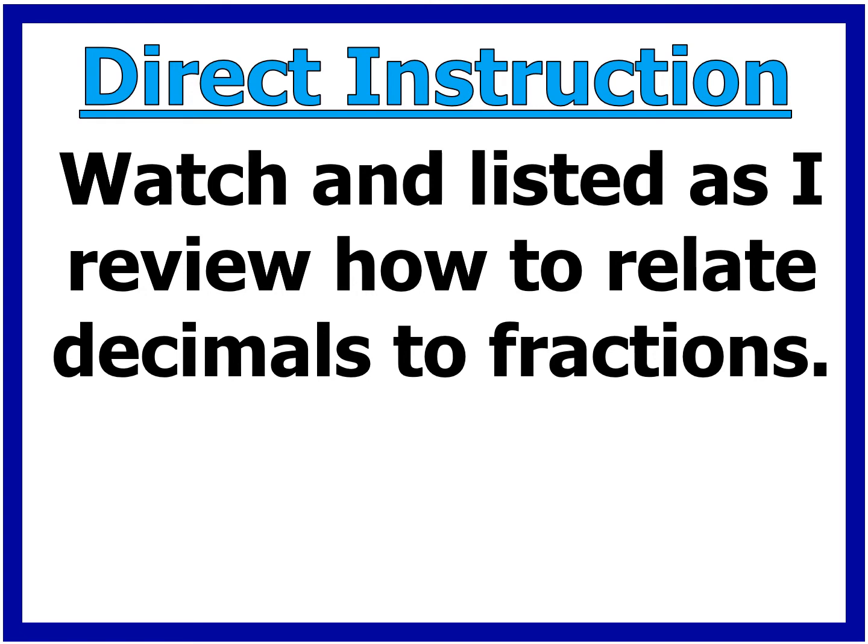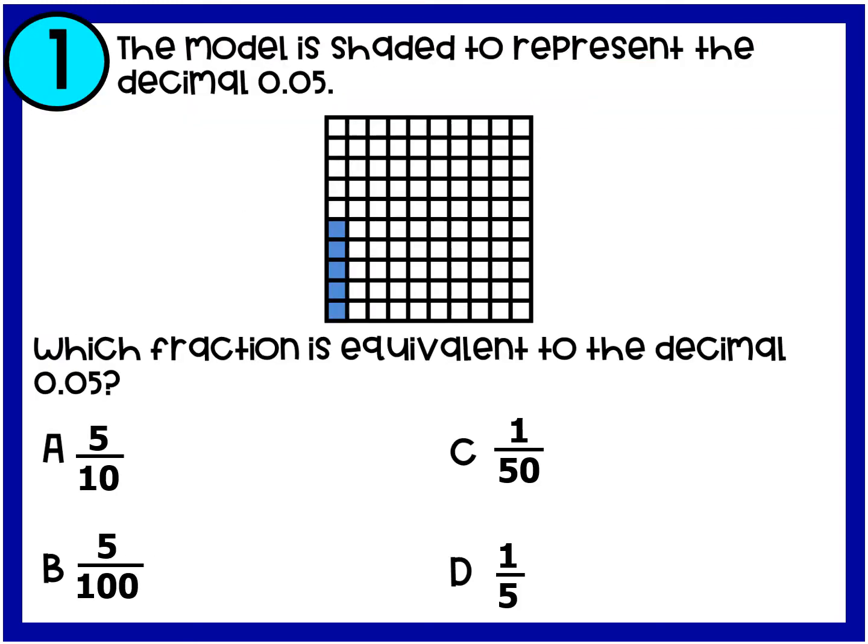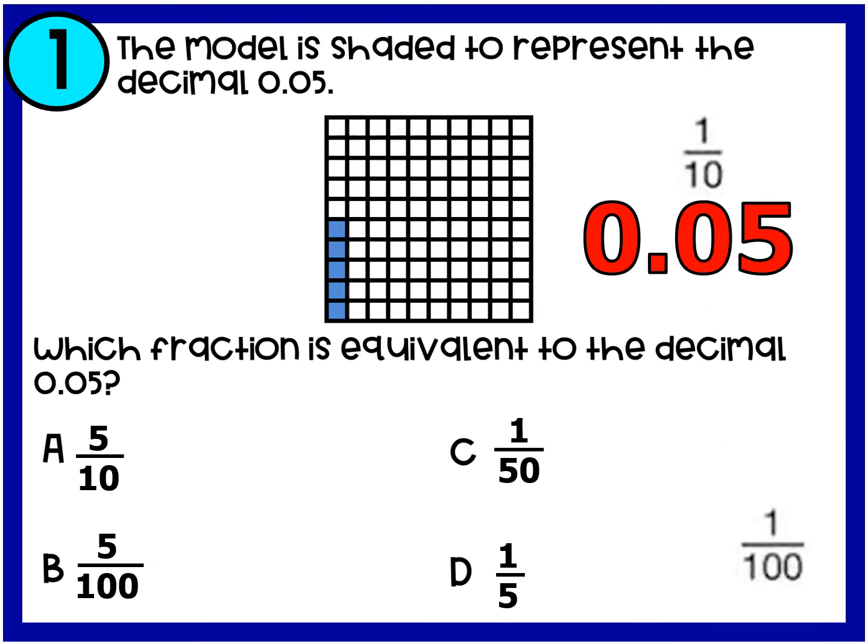Direct instruction. Watch and listen as I review how to relate decimals to fractions. Number 1, the model is shaded to represent the decimal 0.05. Which fraction is equivalent to the decimal 0.05? If I look at this model, I see that I have 100 pieces, and I see that 5 are shaded. So this is going to be the fraction 5/100. I can also prove my answer by using place value. I have 0 tenths, and according to the place value chart, I have 5 hundredths. So the correct answer here would be B.